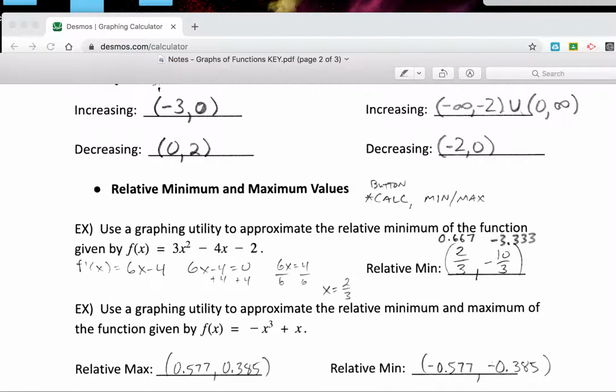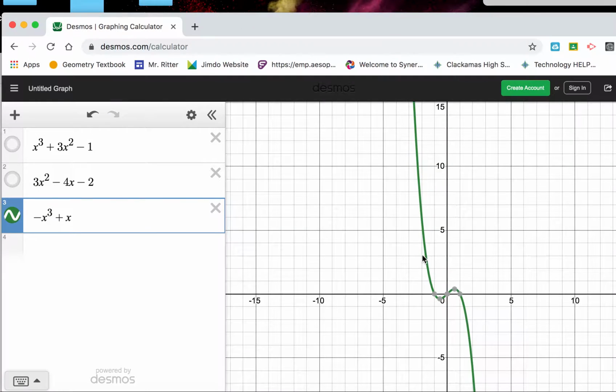And the relative minimum, hover over that one, and we see that it's basically the same or exactly the same, but the opposite. That doesn't always happen. That just happens to be a coincidence for this graph. So again, looking at the bottom valleys or the top peaks to find your maxes and your mins.